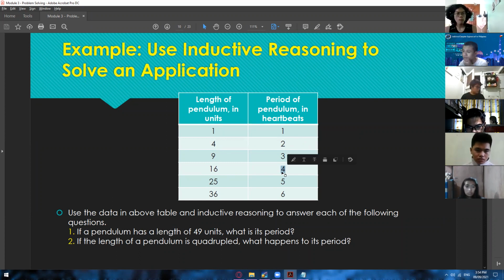Okay, but how do you say this one? Because 5 is like quintupled. 9 is, I don't know, but it's 9 times the pendulum length, but you will get 3 heartbeats. So if you multiply this one by 4 again, which gives us 36, this one is also doubled.